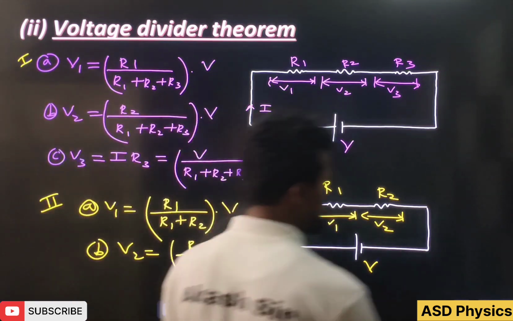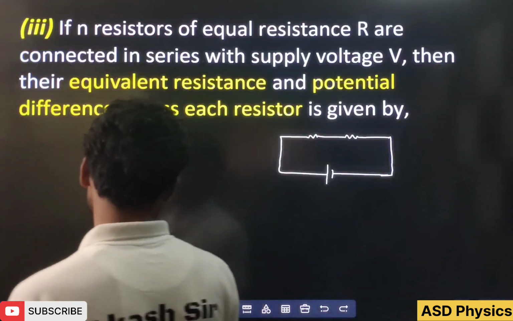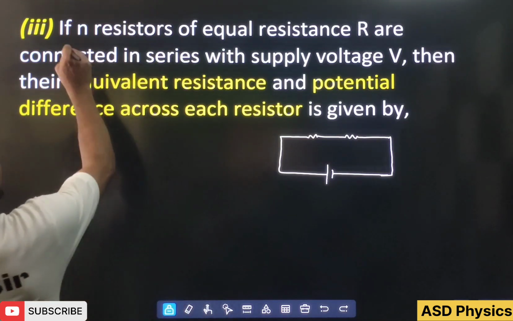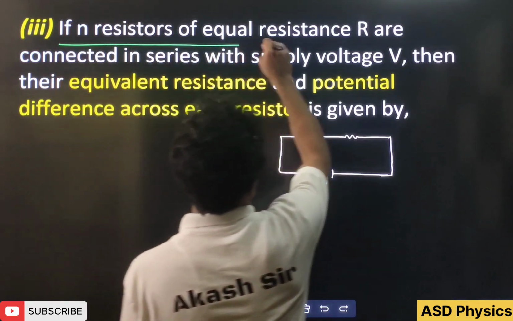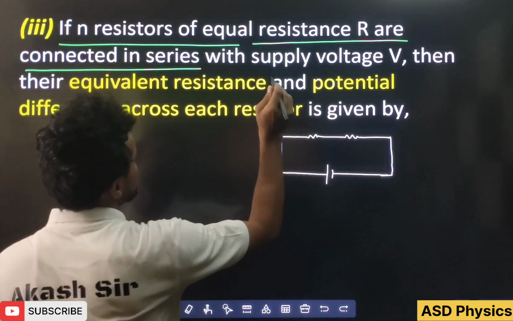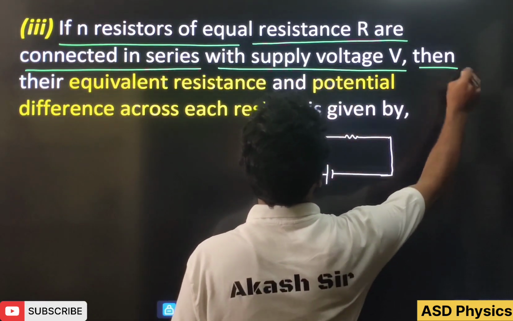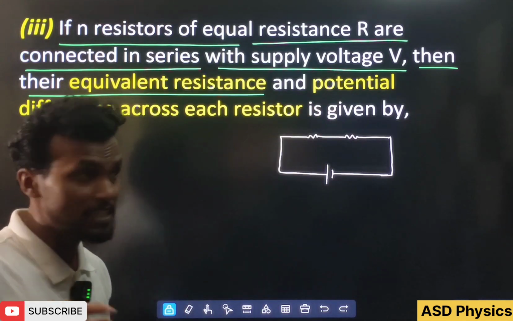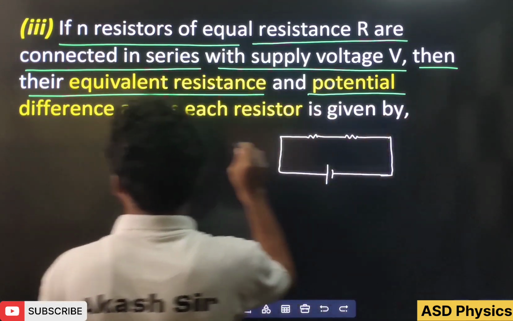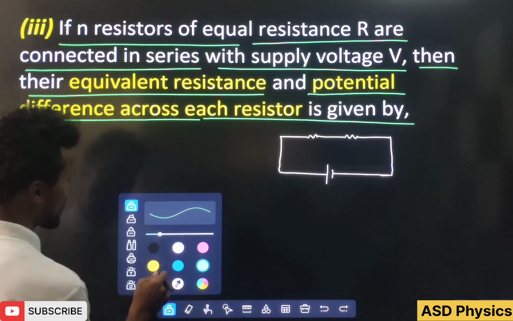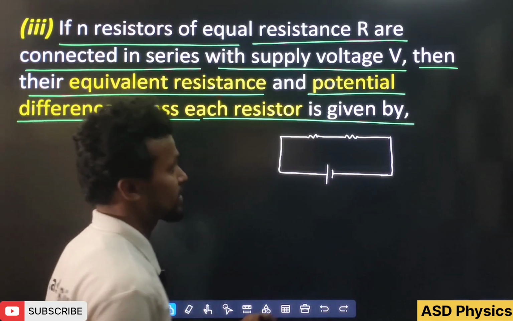Now let's see, students, under the third one. If n resistors of equal resistance R are connected in series with supply voltage V, then their equivalent resistance and the potential difference across each resistor is given by. First let me talk about the equivalent resistance.